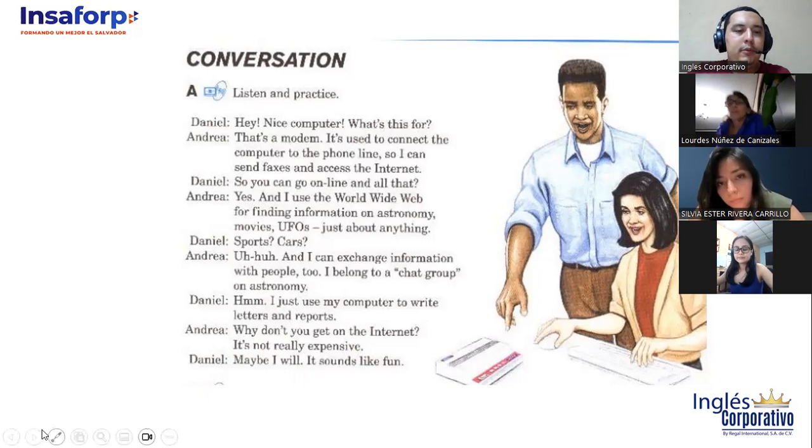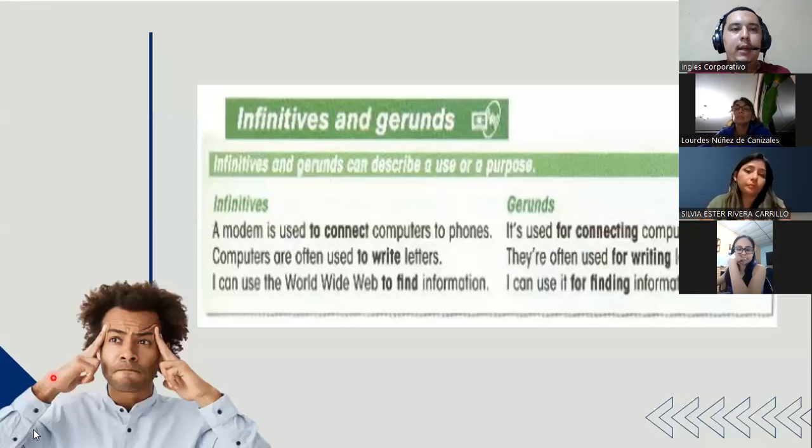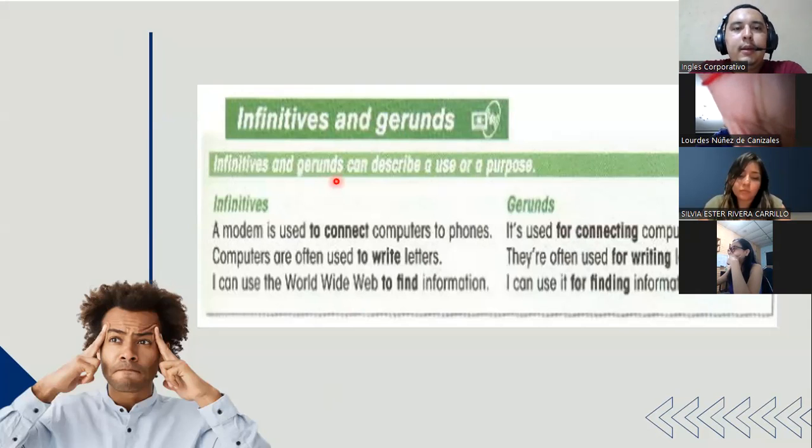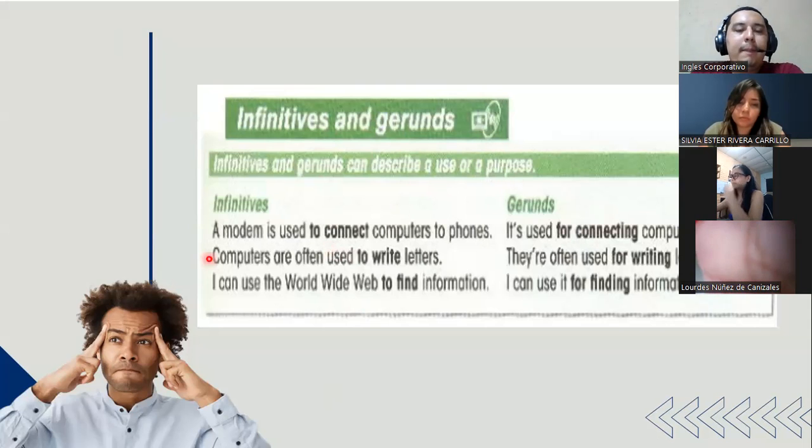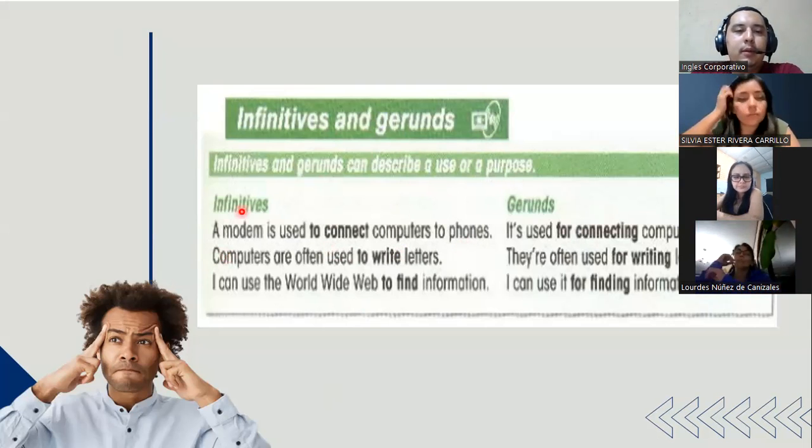Okay, now we are going to move to our next slide and see what we have over there. Infinitives and gerunds. Infinitives and gerunds can describe use or a purpose. Here we have the infinitive and here we have the gerunds. Guys, what can you see? What are the differences that you see between an infinitive and a gerund?